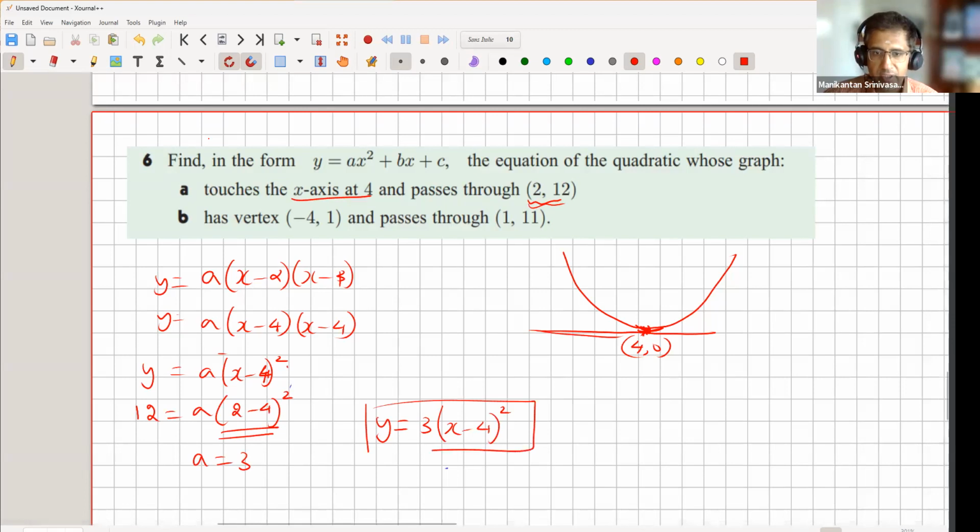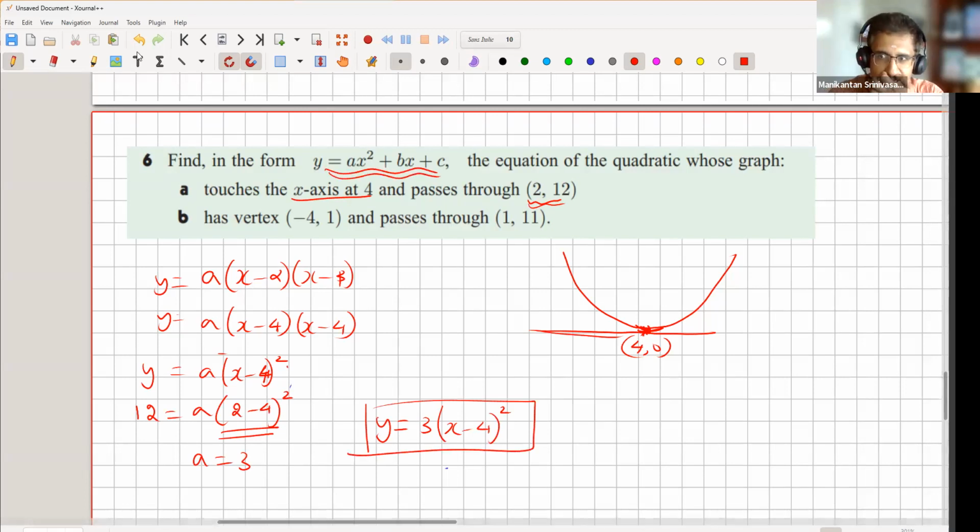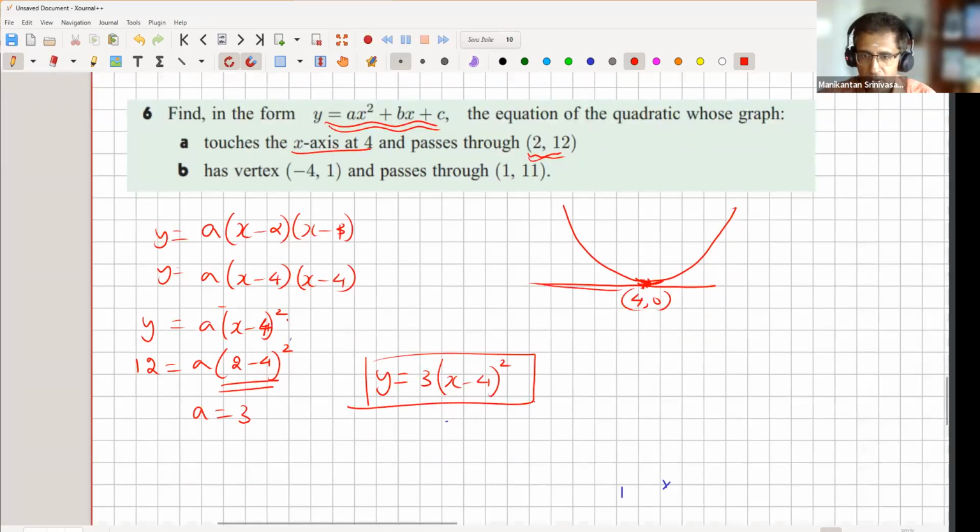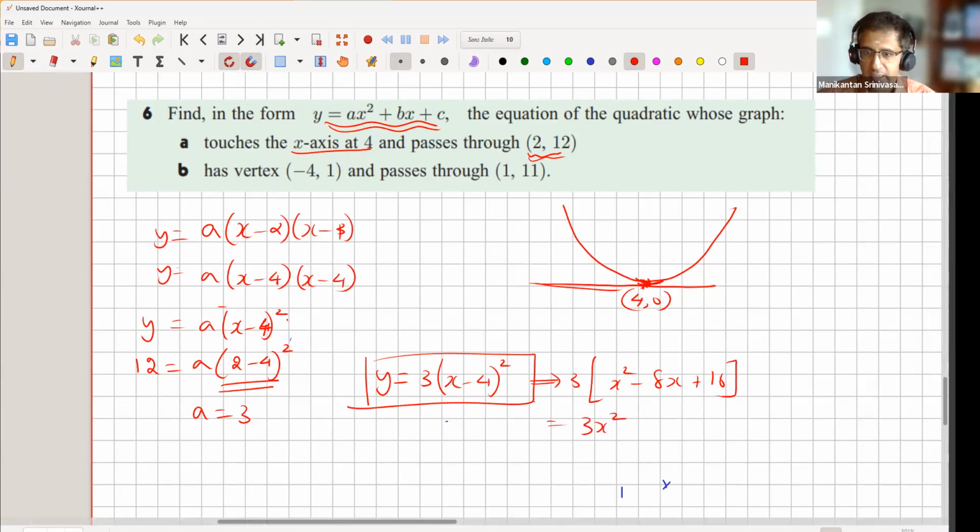Okay, but I cannot leave it in this form because he wants it in the form ax square plus bx plus c, right? So I'll expand it and write it. So basically 3 times (x square minus 8x plus 16). And then I'll multiply by 3 also because he wants it literally in ax square plus bx plus c. So whatever form he wants, make sure you leave it in that form. So my a is 3, my b is minus 24, my c is 48. Does that make sense? Well done.